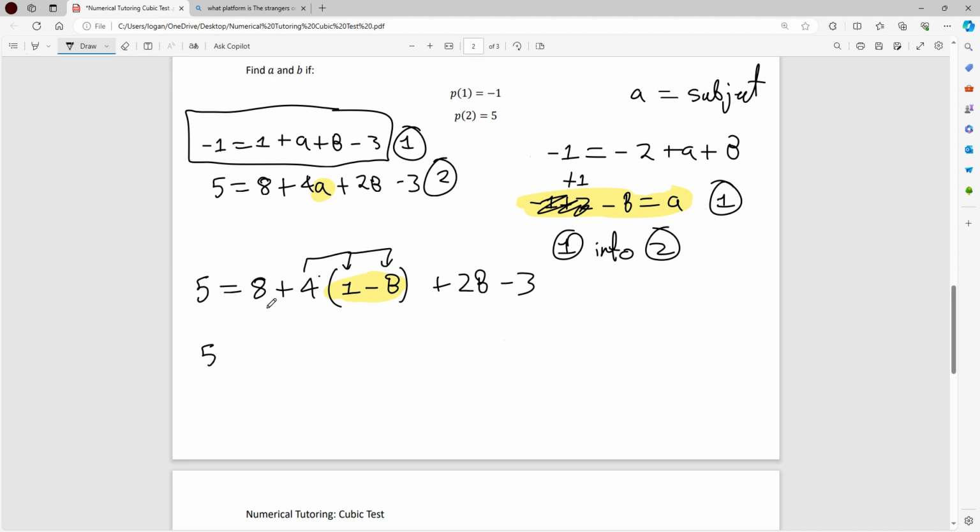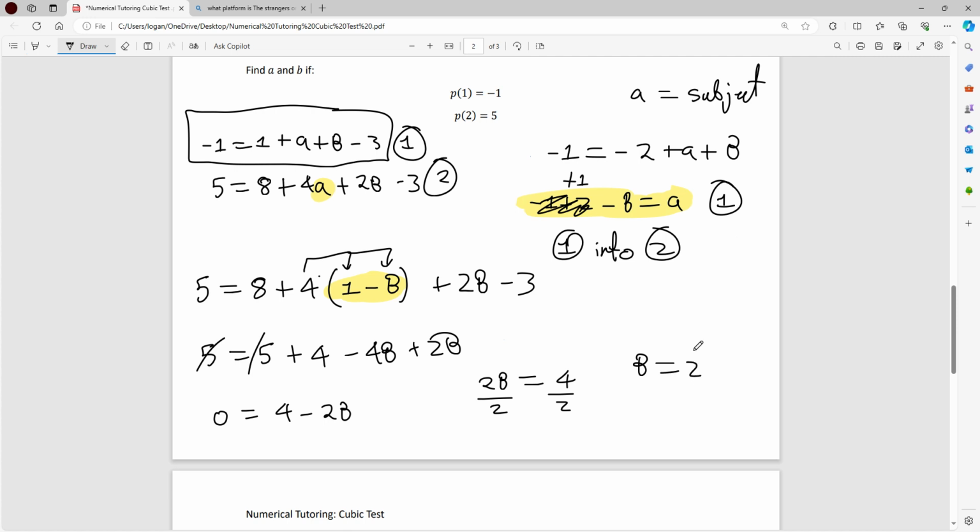So distribute that 4 to each of the terms here. So we get 5, 8 minus 3 is going to be 5. So we have 5 here plus 4 minus 4b plus 2b. We have 5 on this side and 5 on that side, so they can cancel out. So you get 0 equals 4 minus 2b, because the negative 4b plus the 2b gives you negative 2b. Move the 2b to the other side, so 2b equals 4. Divide both sides by 2, and b equals 2, okay?